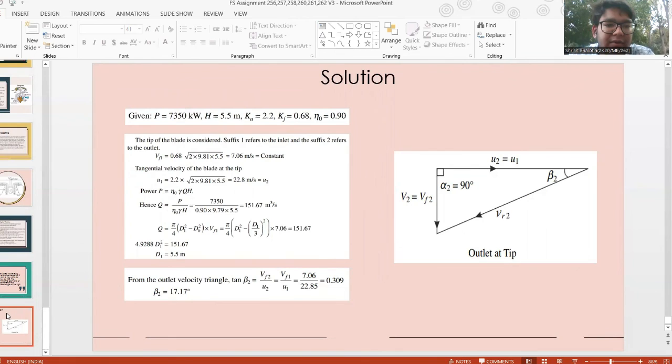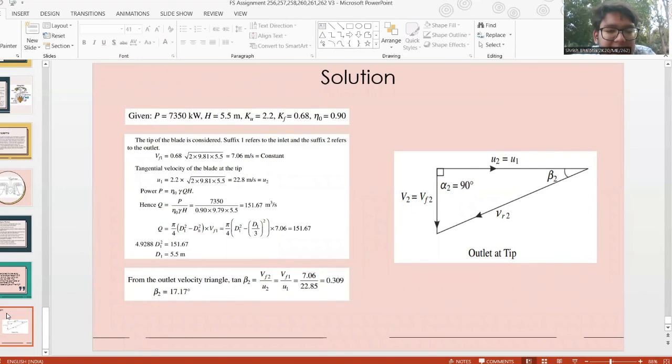We are given P equal to 7,350 kilowatts, H equal to 5.5 meters, Ku is 2.2, Kf is 0.68, mu naught is 0.90. The tip of the blade is considered, and suffix 1 refers to the inlet and suffix 2 refers to the outlet. So V1 is equal to 0.68 root of 2 into 9.81 into 5.5, which is a constant. Then the tangential velocity is calculated at the tip.